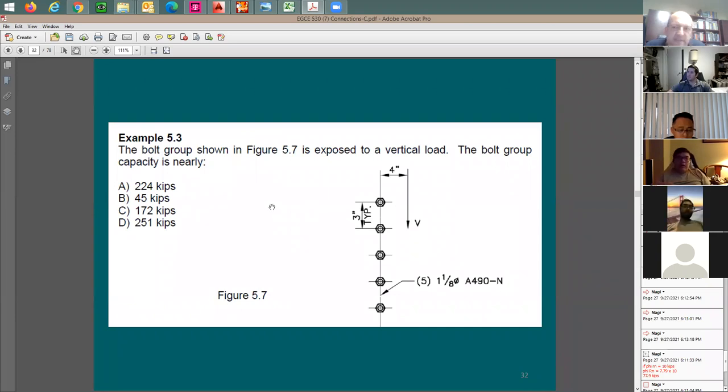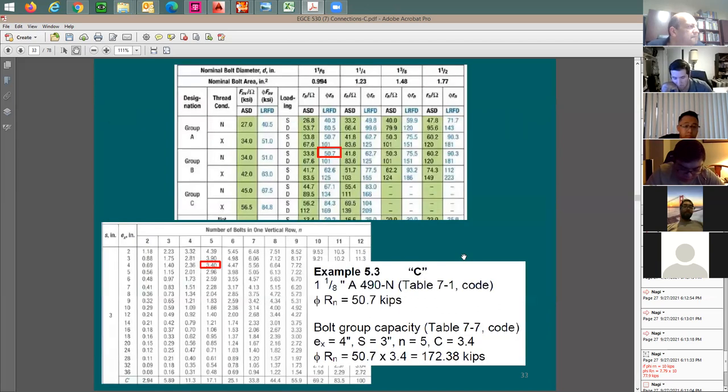One example here is this eccentric connection. It has this bolt group, as shown in figure 5.7, exposed to a vertical load, and we want the bolt group capacity. It says I have 5 bolts, 1 1/8 inch, A490N. So I have the bolt designation and the size. The amount of eccentricity is 4 inches, and the spacing is 3 inches. I'd like to see the strength for these bolts.